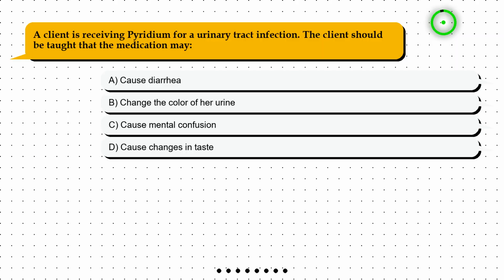Question 1. A client is receiving Pyridium for a urinary tract infection. The client should be taught that the medication may: Option A, cause diarrhea. Option B, change the color of her urine. Option C, cause mental confusion. Option D, cause changes in taste.